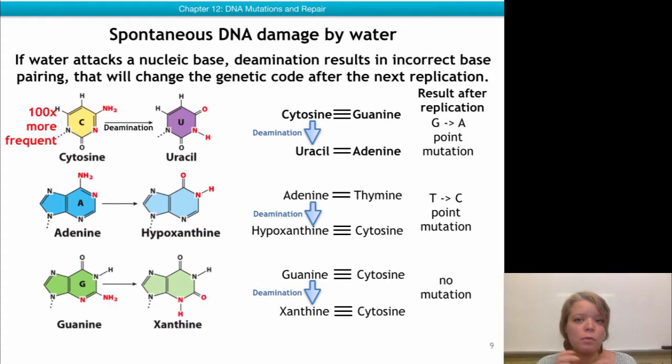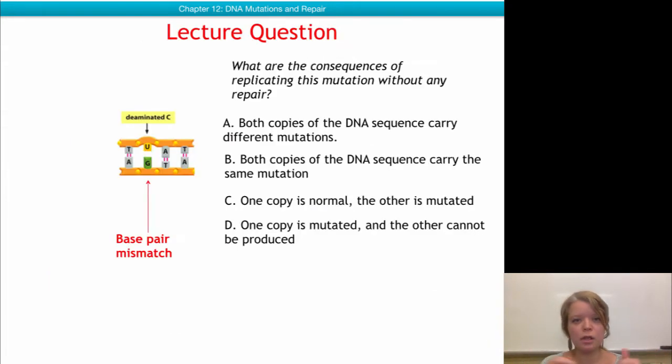The rates of deamination are reasonably low inside cells at physiological pH. However, the cytosine to uracil deamination is much more frequent than the other ones. It's 100-fold more frequent at physiological pH. So the cell has machinery to fix these errors.